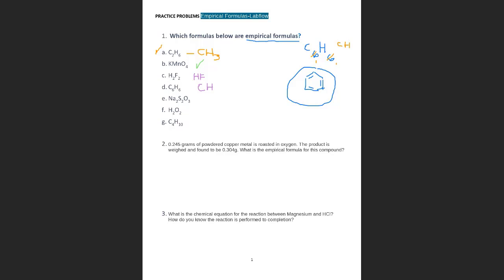How about the next one? Is this an empirical formula? This one. Yes, it is. Because I cannot divide by, I have a 2 and I have a 3. If I divide by 2, I don't have whole numbers. So then it is an empirical formula.